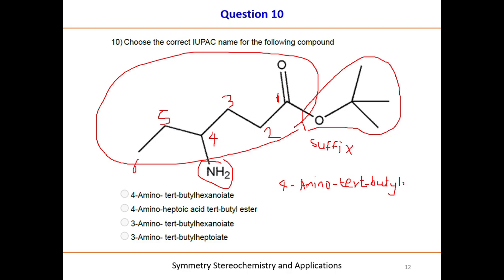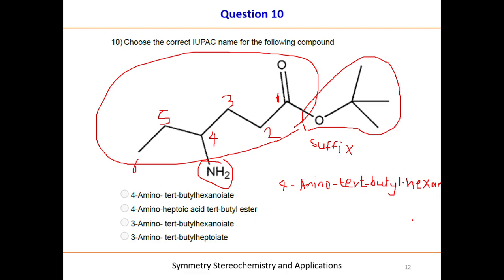So what is the parent chain? Here we have 6 carbon atoms in the parent chain. That means hex, right? So we will write here hex. Now we have to check whether any double or triple bond is present on this parent chain or not. You can see here on the parent chain we don't have any double carbon-carbon or triple carbon-carbon bond. So we will write here ane. That means it's an alkane. So hexane. Okay.